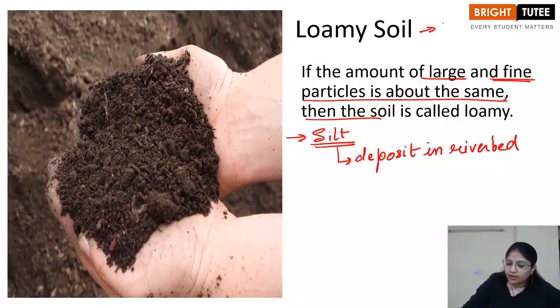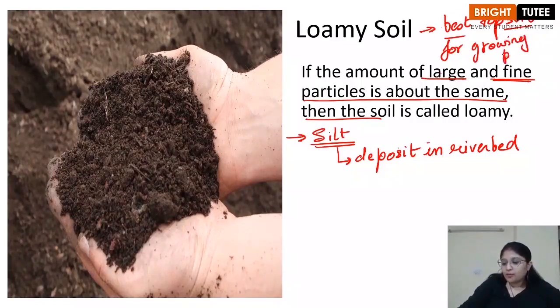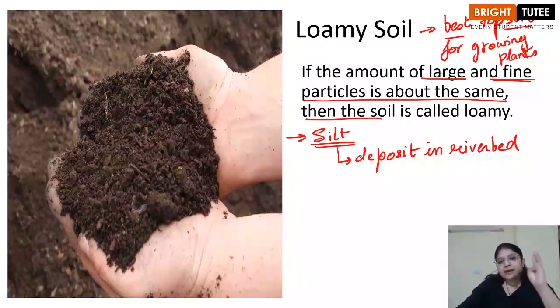So loamy soil is actually the top soil. It is the best top soil for growing plants because it has a proper mixture of both the fine and the large particles. What happens is that this soil is well aerated and it has a good water retention capacity.